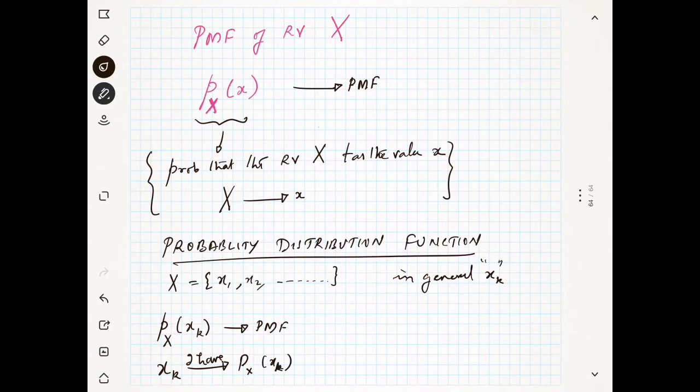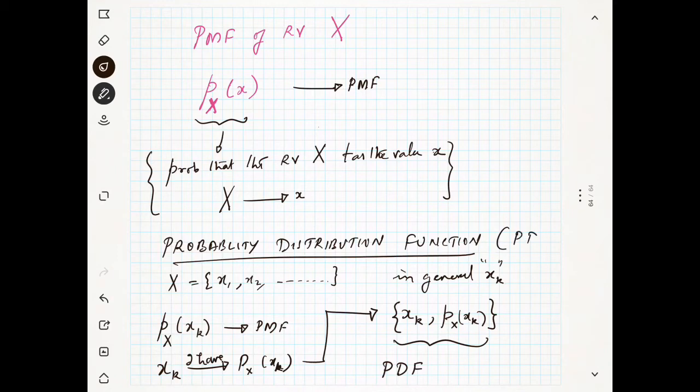So for each xk, I have a probability mass function p of xk. This set we will call the probability distribution function. It is nothing but the probability distribution function. This is known as the distribution function of the random variable.